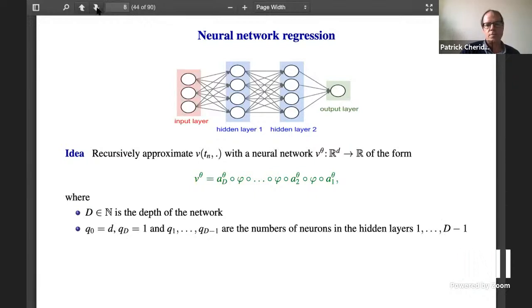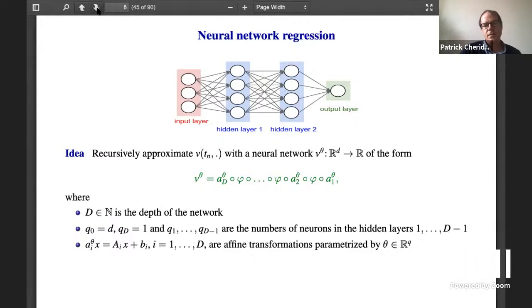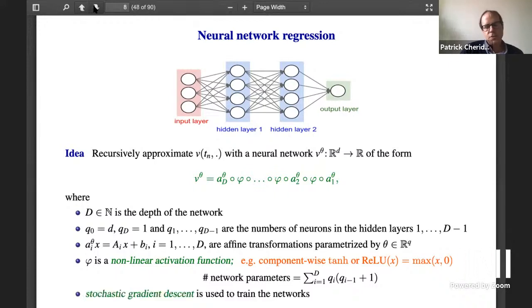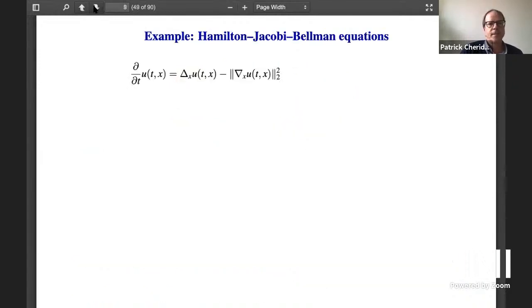The Q's denote the numbers of hidden neurons. The A's are the affine transformations. And the parameter consists of all the components of the matrices and vectors that you're using to represent your affine transformations here. And phi is a nonlinear activation function. Typically it's the hyperbolic tangent, or the so-called ReLU activation function, but it can also be something else. Then you will have this many network parameters over which you have to solve your minimization problem. And you're typically going to use a stochastic gradient descent method to train the network.